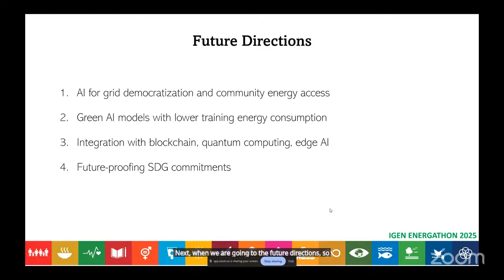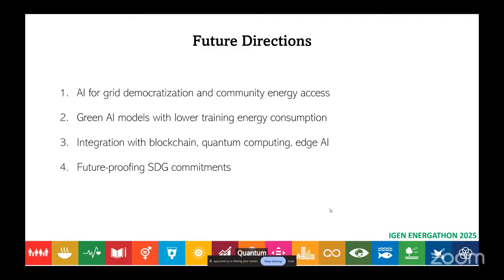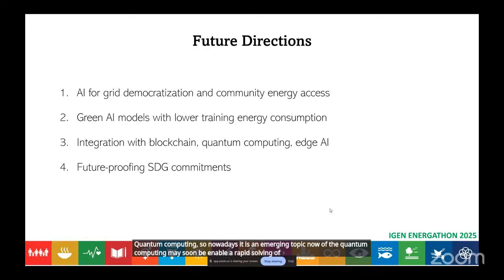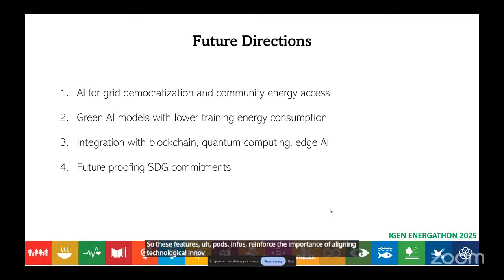Next, when we are going to the future directions, looking to the horizon, several emerging trends stand out. Green AI, focused on reducing the energy footprint of training and deploying large models, will help ensure that digital innovation doesn't come at a climate cost. Quantum computing is an emerging topic now. Quantum computing may soon enable rapid solving of complex grid optimization problems. Blockchain and edge AI will further decentralize energy systems, enabling peer-to-peer trading and real-time decision making at the local level. These future paths reinforce the importance of aligning technological innovation with sustainability goals.